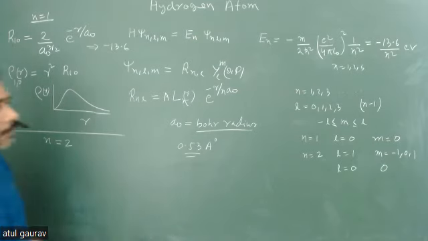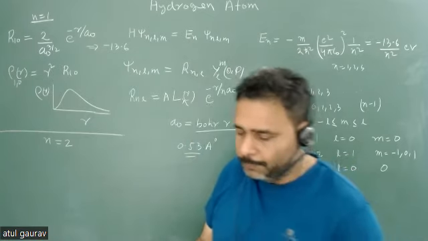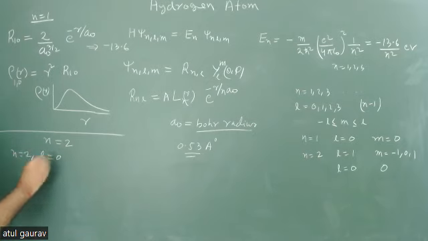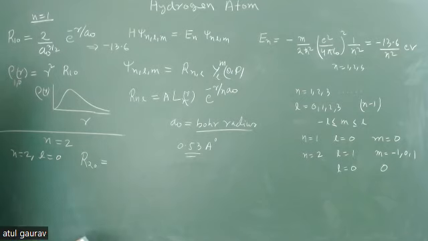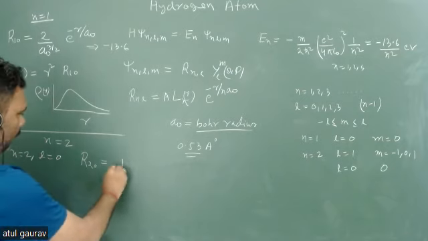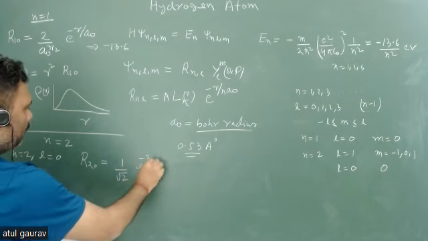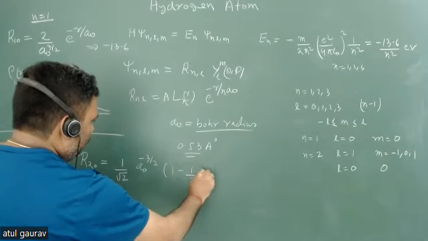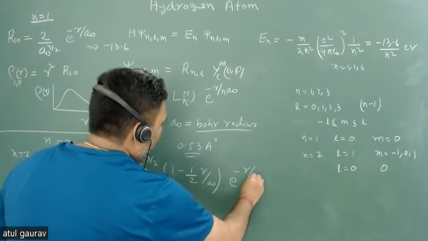If you have n is equal to 2, then obviously L must be 1 as well as L must be 0. So first I will go for n is equal to 2 and L is equal to 0. So this is your radial part R20, and the radial wave function is 1 upon 2 a naught to the power minus 3 by 2, and you have 1 minus 1 by 2 r upon a naught, e to the power minus r upon 2a naught.